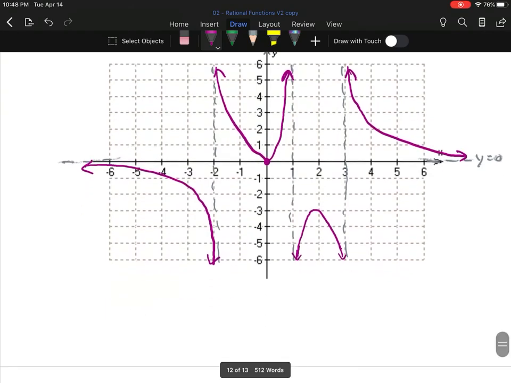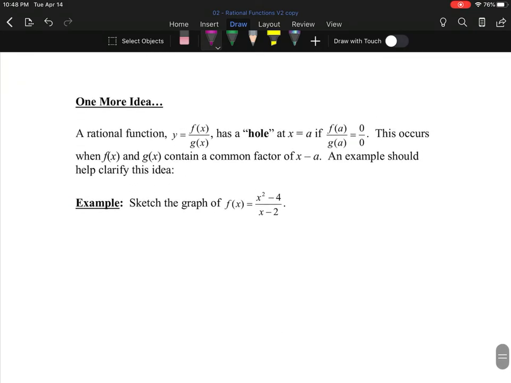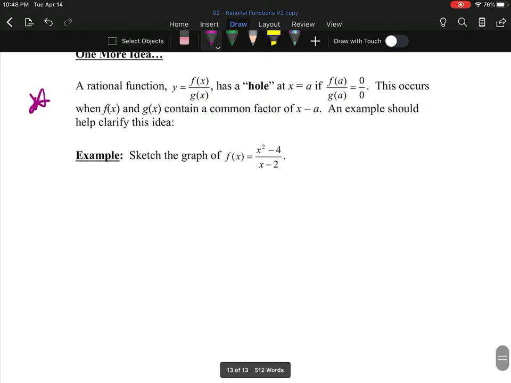Okay, the only thing left was this vertical asymptote thing. There is one time that you won't get a vertical asymptote. It's a huge idea that's going to take a while to develop. We really, really need it for calculus. Here's when it happens. I'll come back to this explanation here in just a minute.